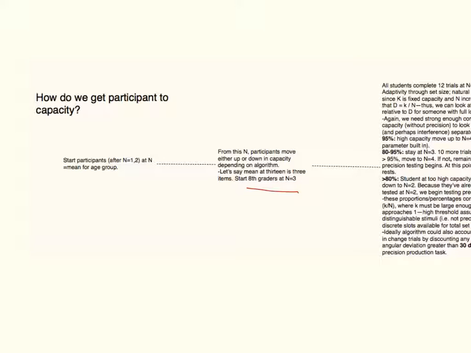The thing that is nice about having our adaptivity set to set size is that it's relatively natural, since K is fixed and N increases, so we have this proportion of D equal to K over N. We can then look at precision relative to D. So D is going to be the same for everyone, it's just dependent on what the capacity is relative to the set size. And so we can look at when someone's fully loaded with visual working memory, how are they performing with precision.